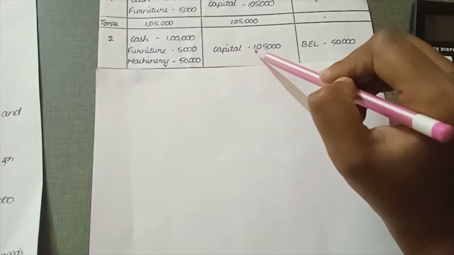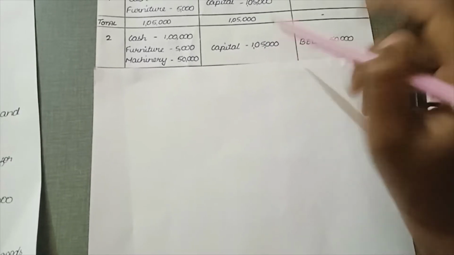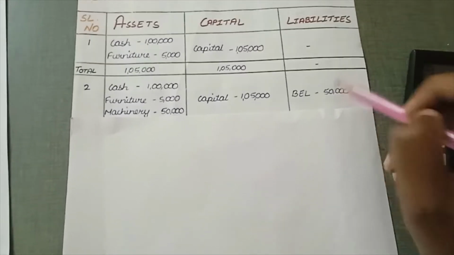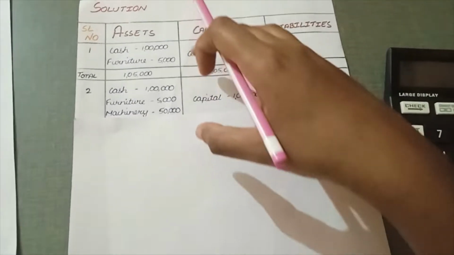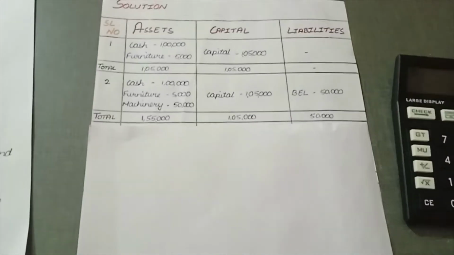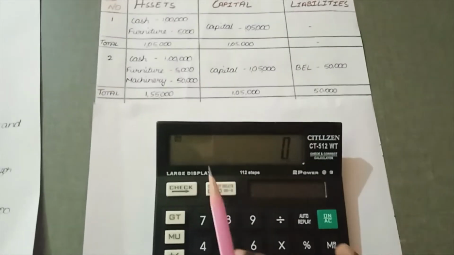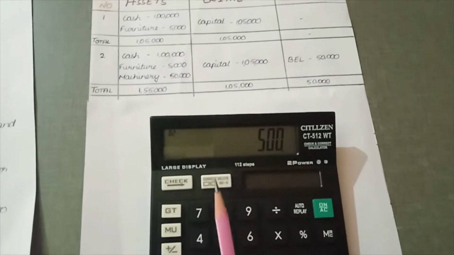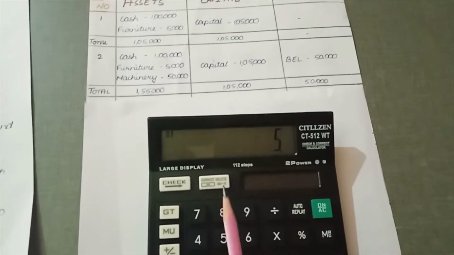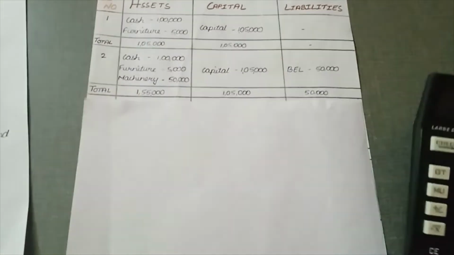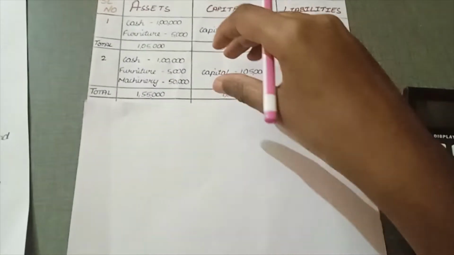Then the capital amount would always be the same, that is 1 lakh 50,000. And since we are purchasing the machinery from BEL on credit, we have to write it on the liability side, that is BEL 50,000. The total amount is 1 lakh 55,000. Let's see if we are getting that. 1 lakh plus 50,000 plus 5,000, that is 1 lakh 55,000. If we add both, we will be getting 1 lakh 55,000.